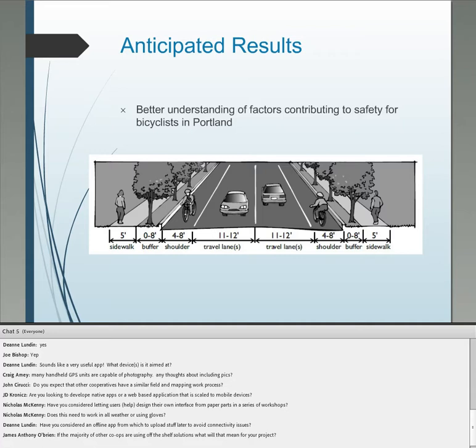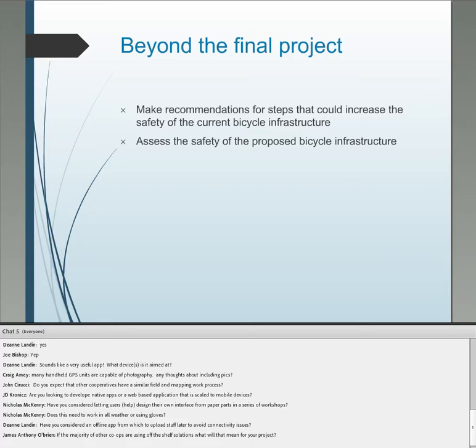So my anticipated results: I'm looking to get a better understanding of factors that are contributing to the safety, either increasing or decreasing safety for bicyclists here in Portland. And beyond actually completing the project, I would like to make recommendations to the city or to the GPCOG for steps that could increase the safety of the current bicycle infrastructure, or to assess the safety of any proposed bicycle infrastructure. I've also thought about maybe making a safety web map showing routes that people might want to avoid, or really safe areas, or high crash rates, or things like that.